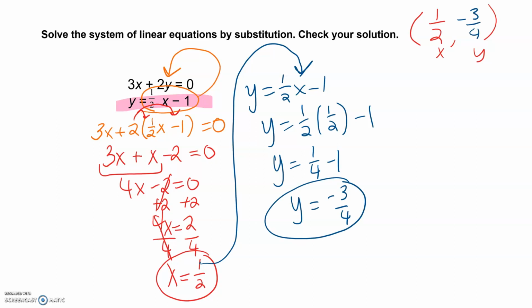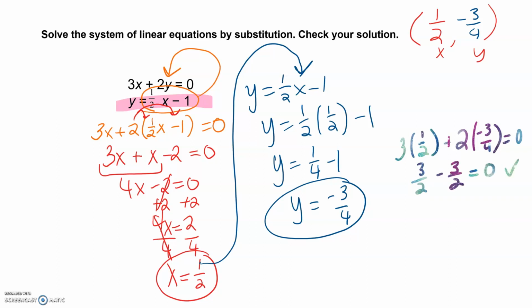Okay, again, remember you can plug these back in to double check that they work. So my first one, I have 3 times 1/2 plus 2 times negative 3/4 equals 0. Use your ABC button in your calculator to figure out what this really looks like. So I have 3/2 minus 3/2 equals 0, and that does work.